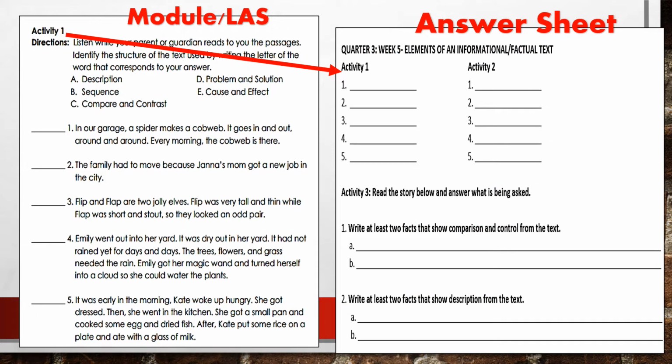Look at this page on your video and look for it in your module. That's activity 1. So there are 5 numbers in your answer sheet wherein you will only write the letter of the correct answer. You will choose from letters A, B, C, D, and E. A is for description, B is sequence, C, compare and contrast, D, problem and solution, E, cause and effect.